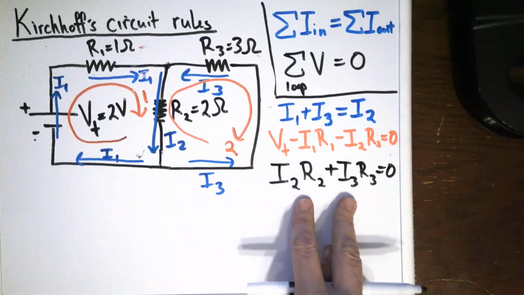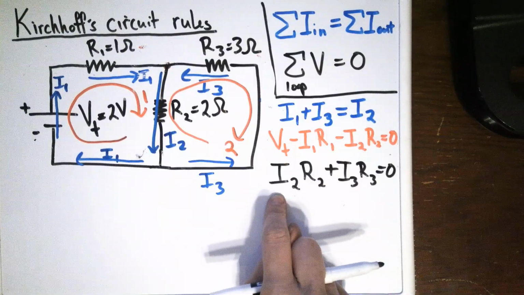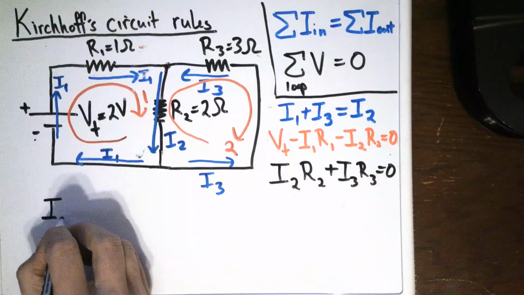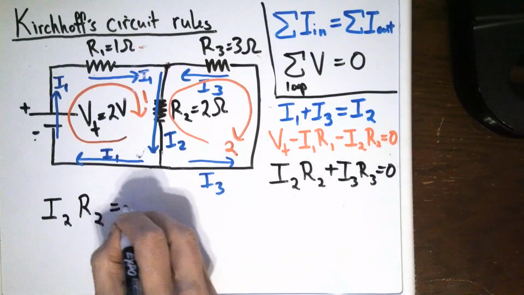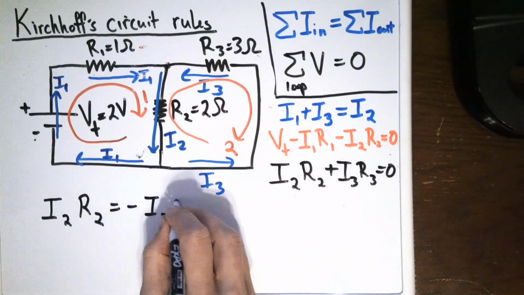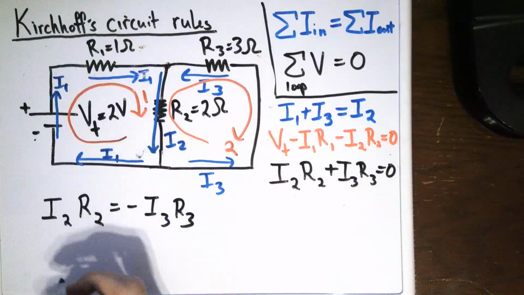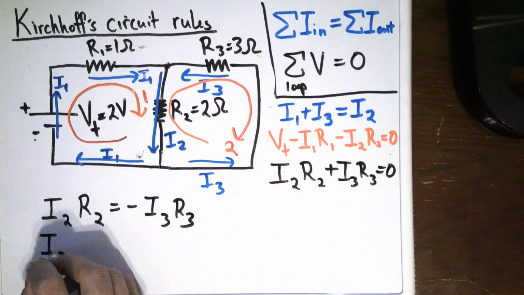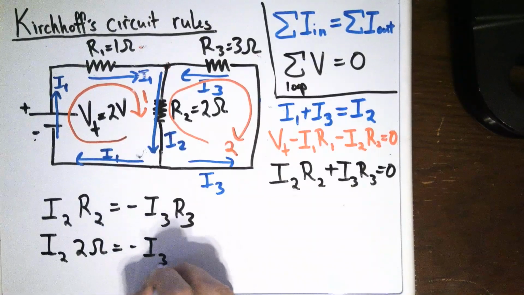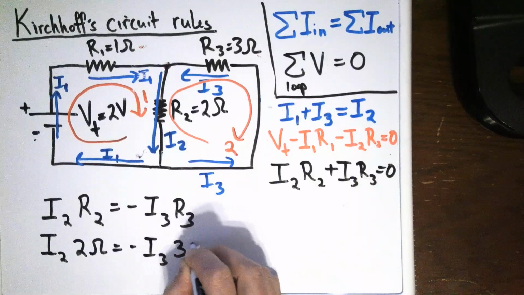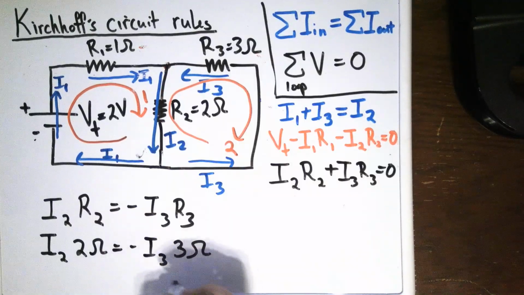Alright, I'm going to start with this equation, and I'm going to get current 3 in terms of current 2. So I've got current 2 here times resistor 2. I'm going to move this term to the other side of the equation. So that'll be negative I3 R3. And now I'm going to plug in what I know about the resistors. R2 is 2 ohms, so I2 times 2 ohms. And R3 is 3 ohms. So I can now just divide negative 3 ohms on both sides of the equation.